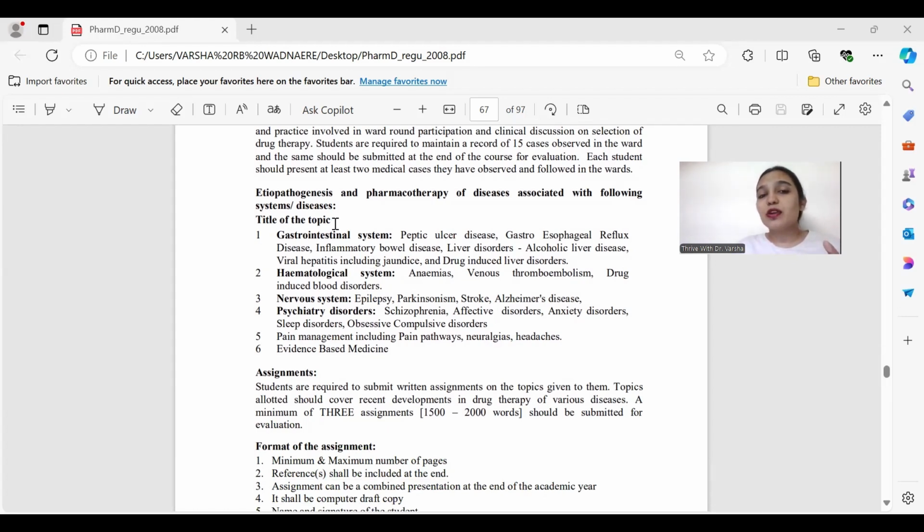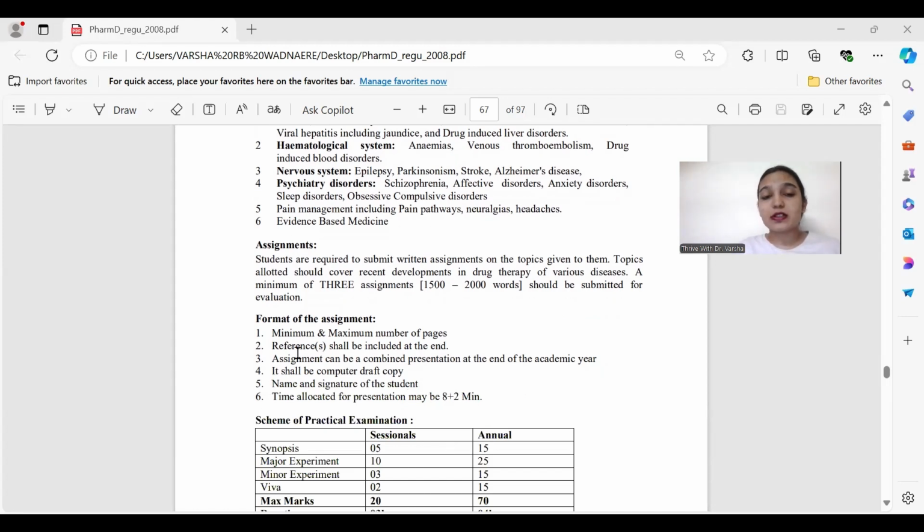Now the topics that are included in your syllabus: you will have to learn the gastrointestinal system, hematological system, nervous system, psychiatric disorders, pain management including pain pathway, neuralgias, headaches, and evidence-based medicine. Wow, this is a very important chapter, and we will discuss that, but we will see the assignment part first.